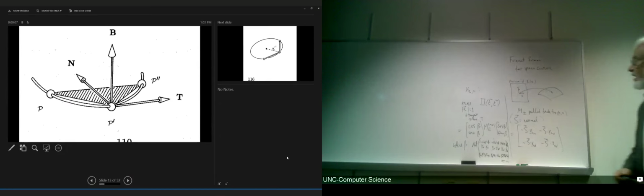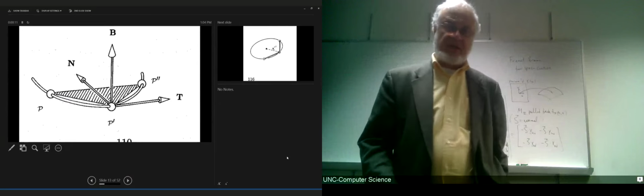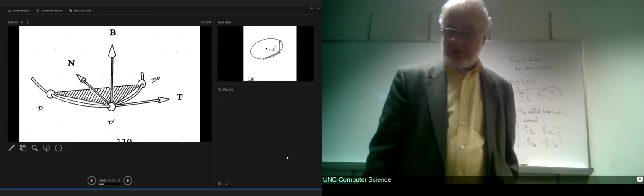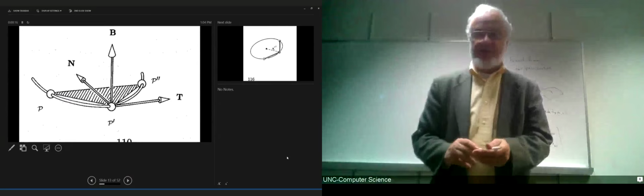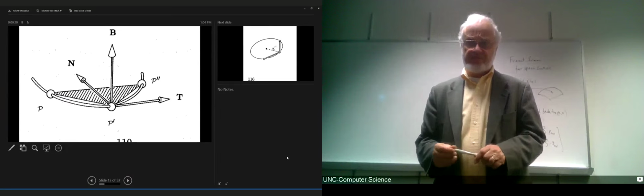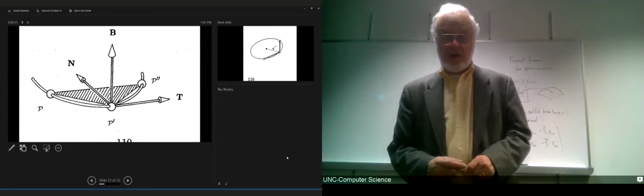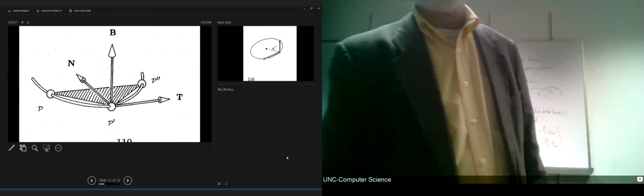All right. So let me make one correction from last time. We were talking about the Frenet frame, the TNB frame for a space curve, remember? And this diagram shows what it is.